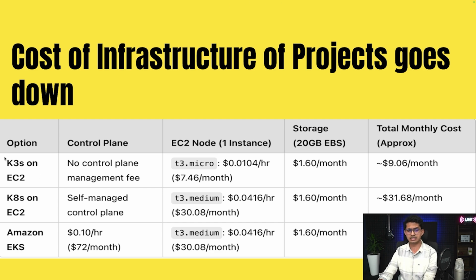The first one is a K3s single node cluster on a simple EC2 machine. The next one is a K8s single node cluster on an EC2 machine. And the last one is using managed Kubernetes services, because these are the 3 or 4 solutions where you can go ahead and set up your cluster. So when we set up K3s on EC2, as you can see, we can use a very small machine, that is a T3 micro, which is roughly $10 a month.